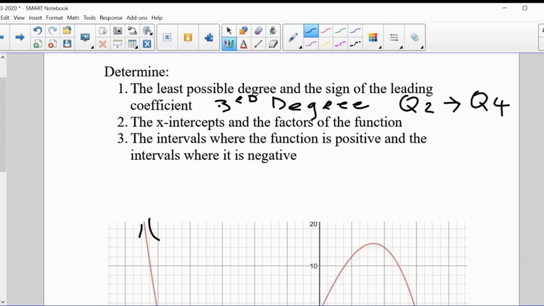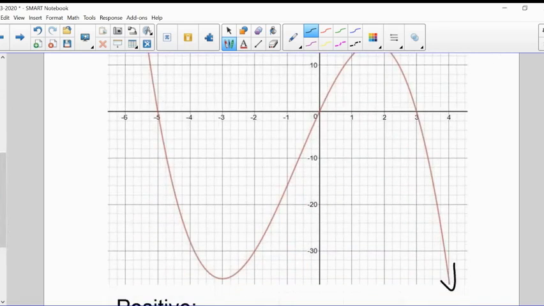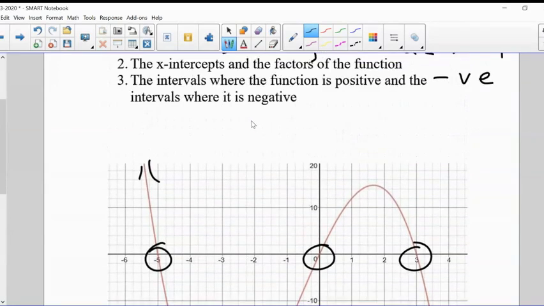So what would be the sign of the leading coefficient in this case? Is this a positive or is this a negative? Okay, I'm agreeing with negative. The x-intercepts and the factors of the function. That's the next part of this. What we're ultimately trying to do is get the equation of this line. So the x-intercepts would be here, here, and here.